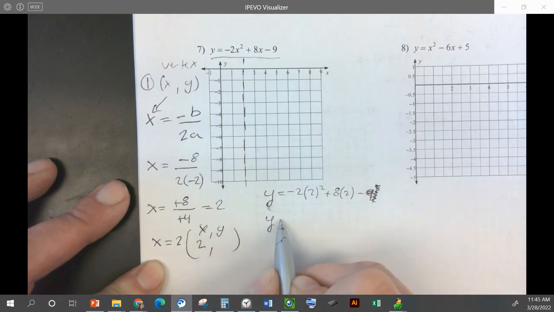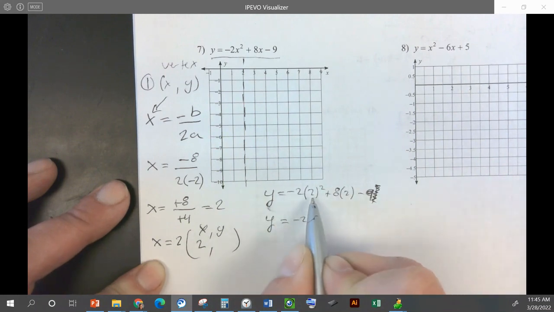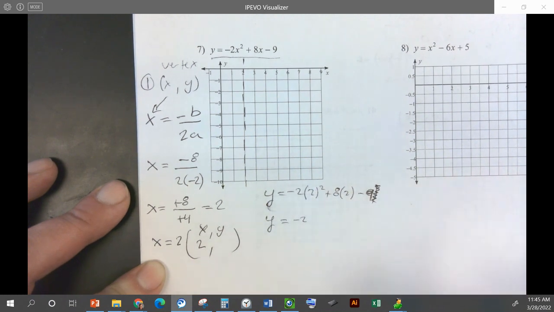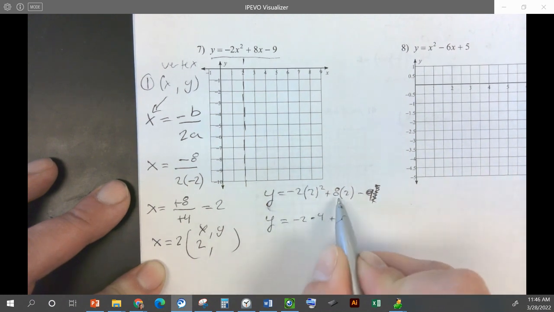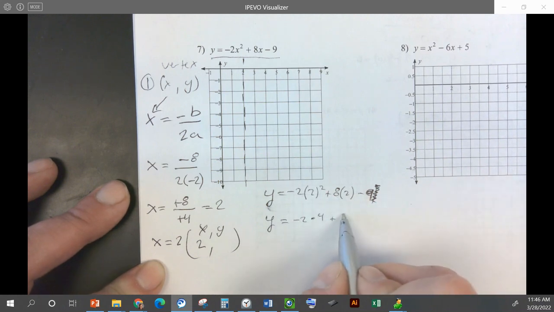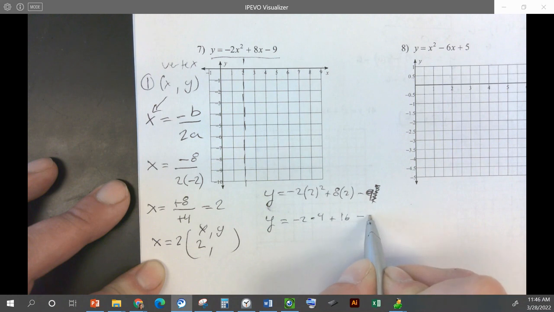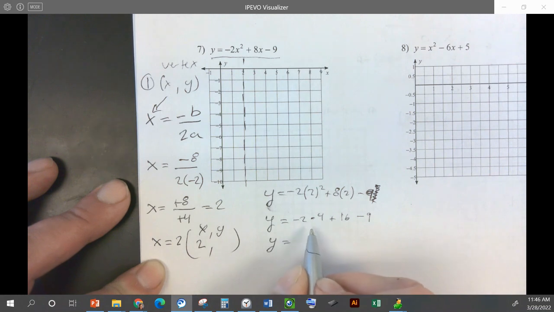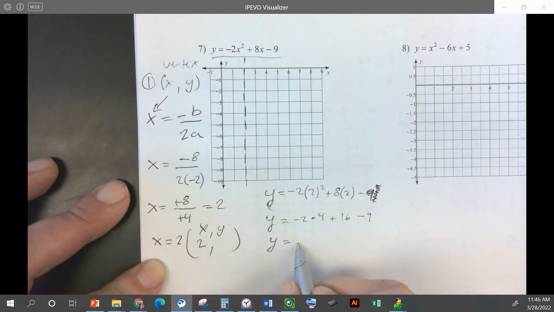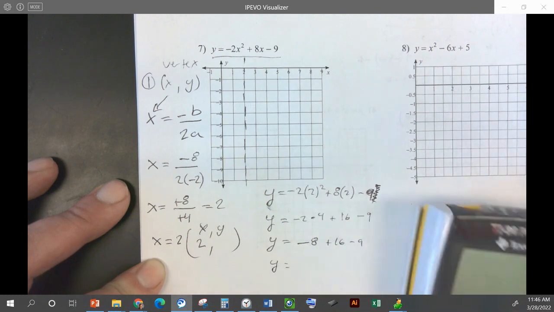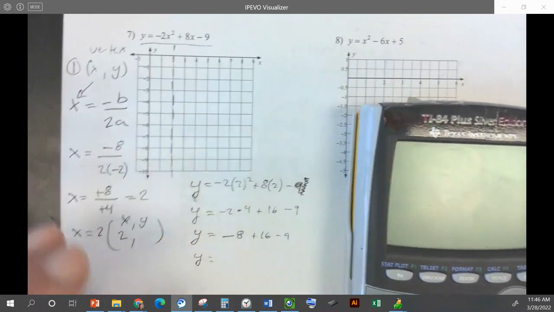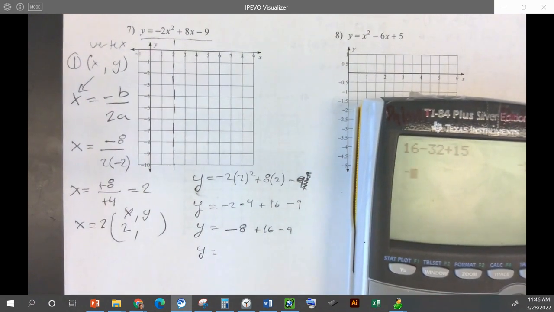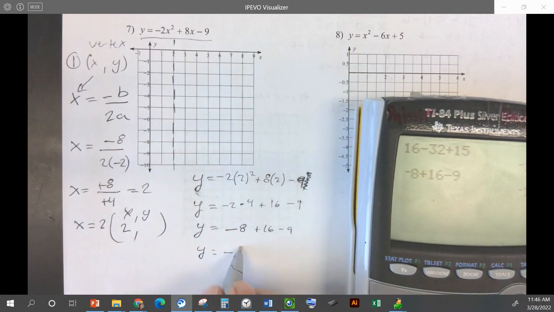Okay, now we just simplify. So y is, we've got negative 2. What's 2 squared? 4. Good, so negative 2 times 4. Plus what's 8 times 2? 16. Okay, 16, and then we've got minus 9. So now let's go back and simplify again. What's negative 2 times 4? Negative 8. Good, negative 8. Plus 16 minus 9. I bet you could do that in your head. I'm just going to plug it in now. Negative 8 plus 16 minus 9 gives us negative 1.